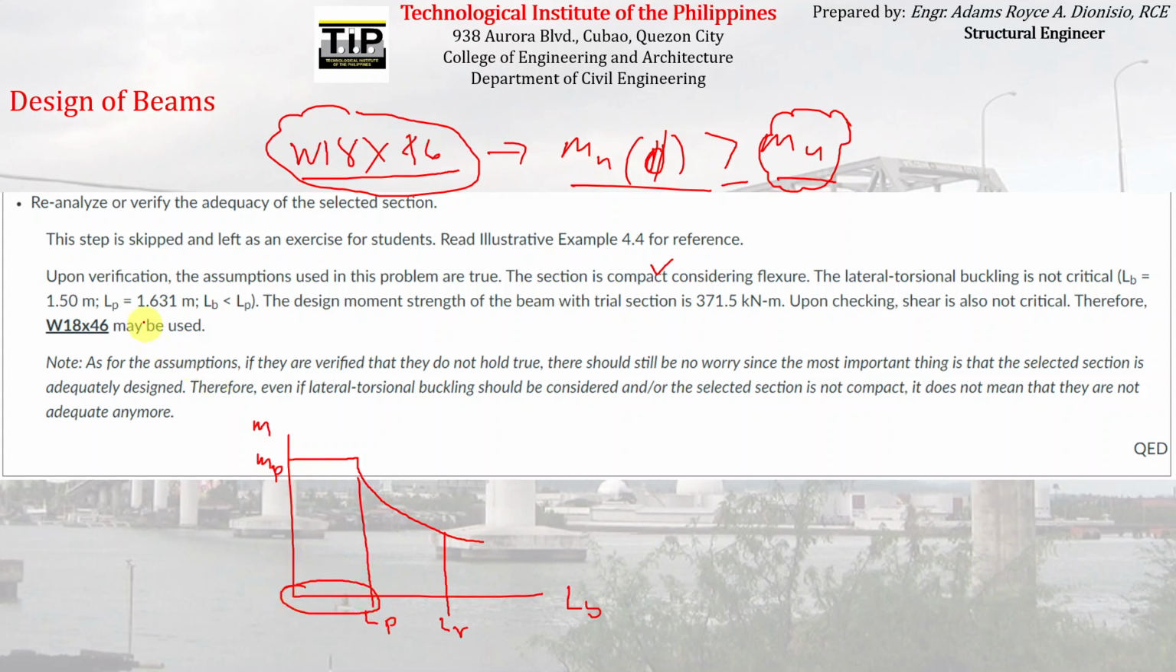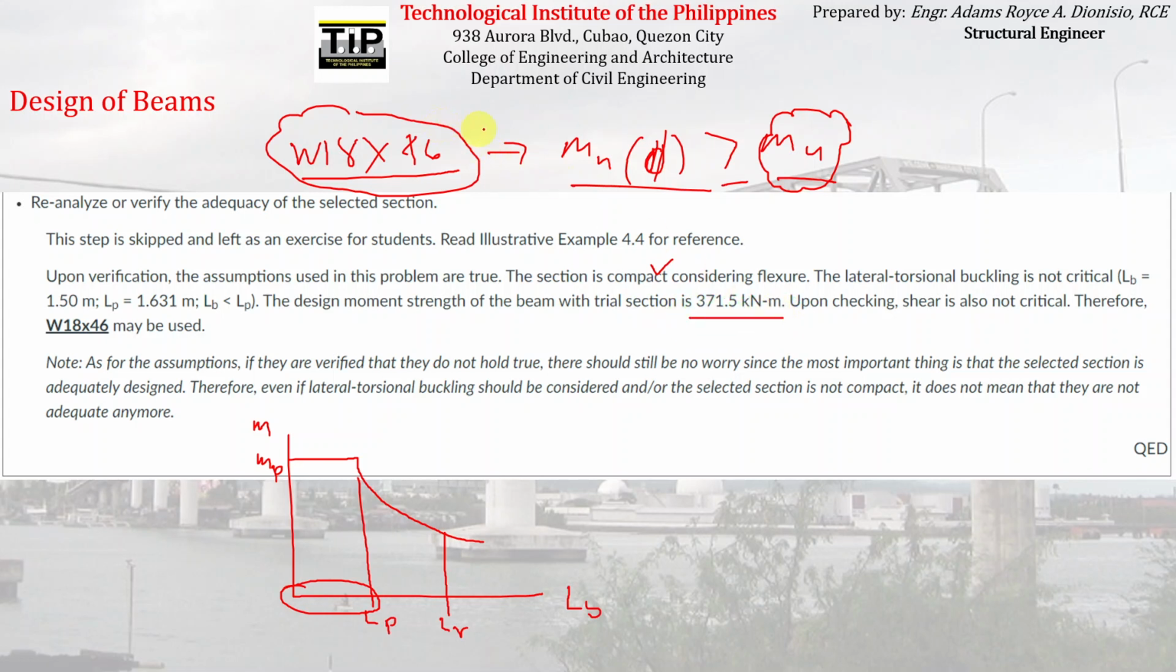Since Lp is equal to 1.631 and Lb is less than 1.631, we can say that the unbraced length falls within this region. Therefore, lateral torsional buckling is actually not critical. So the assumptions that we mentioned in the first part of the solution are actually true, meaning lateral torsional buckling is not critical. The design moment strength of the beam with trial section is 371.5 kilonewton meter.